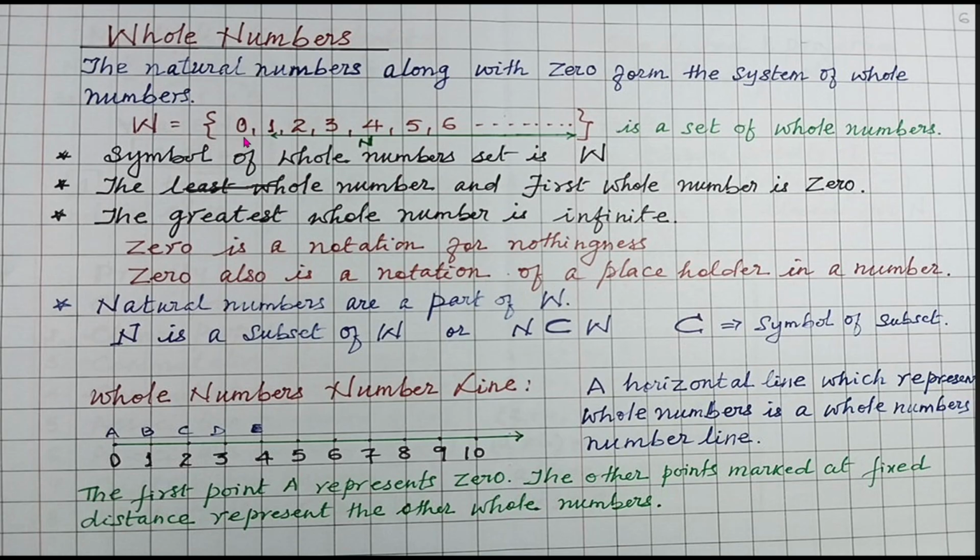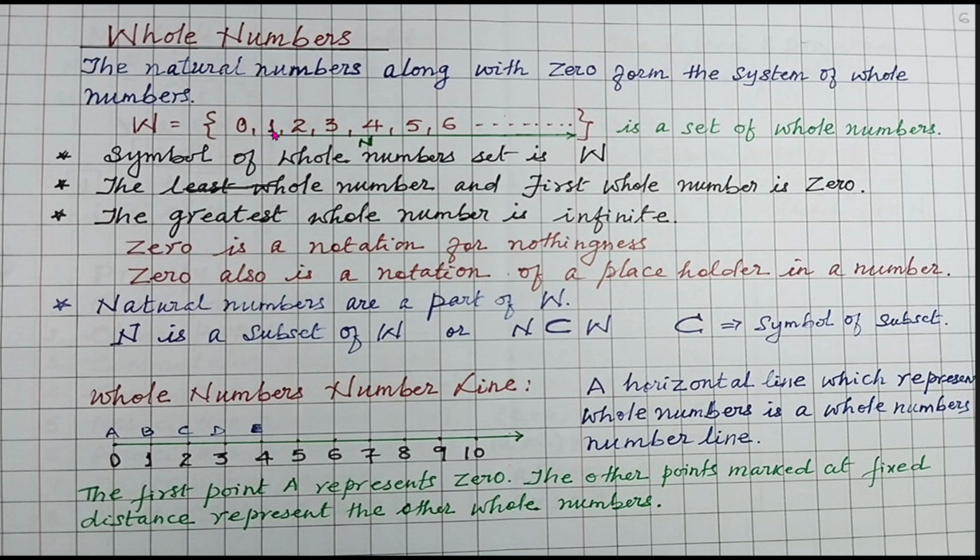The least whole number is 0, or the first whole number is 0. The greatest whole number is infinite. 0 is a notation for nothingness, and also 0 is a notation of a placeholder in a number which you already know. Natural numbers are a part of whole numbers.